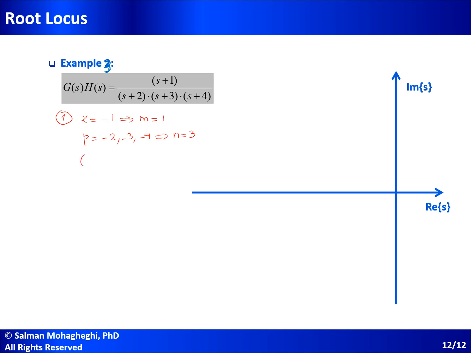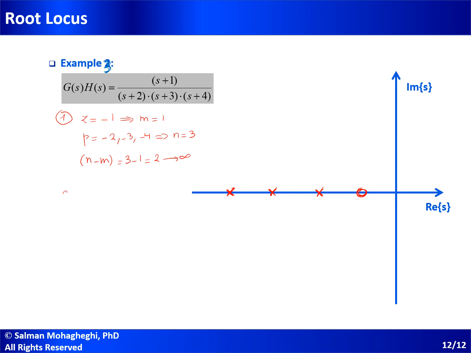So the number of branches that will go to infinity along asymptotes will be n minus m, 3 minus 1, which is 2. So 2 branches will go to infinity. Let's identify the zeros and poles here. So let's say this is -1, so that's my zero. I have a pole at -2, a pole at -3, and a pole at -4.